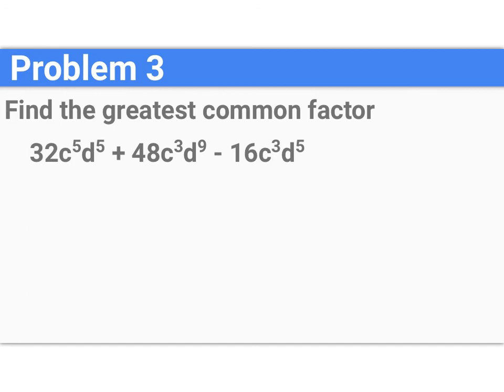Okay. So what is common? 16 is common. And then what's our lowest c is c to the third. Our lowest d is d to the fifth. So c cubed, d to the fifth. Okay, 2c squared plus 3, divided by c cubed, cancel those out. Dividing by d to the fifth leaves d to the fourth minus 2. That's it, minus 2. Okay.